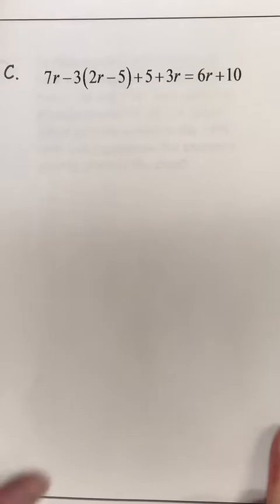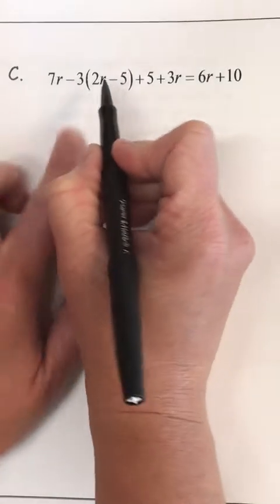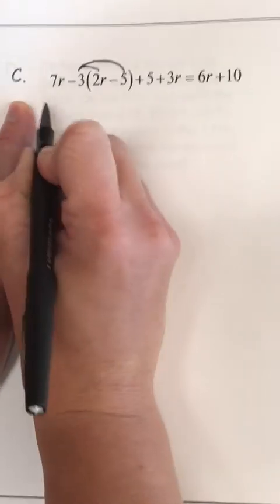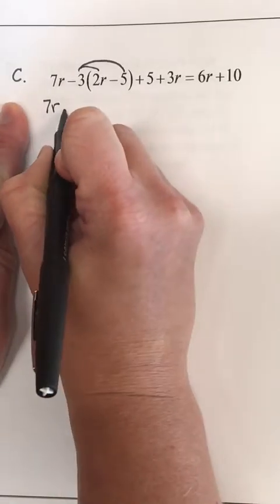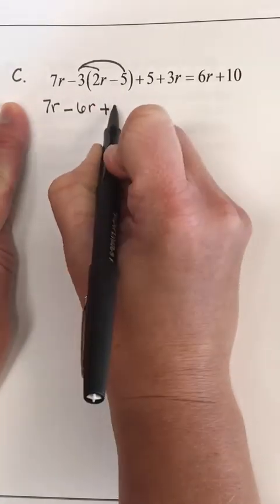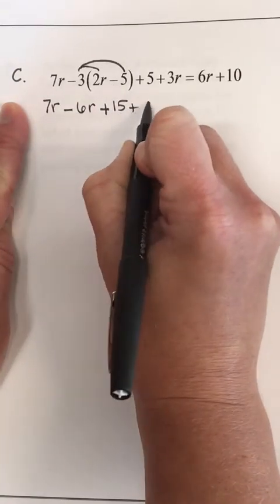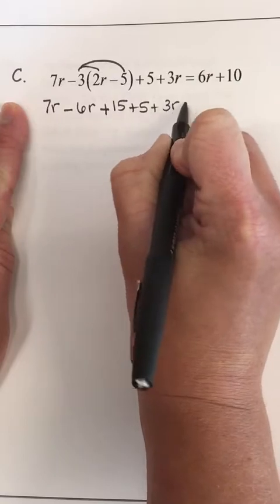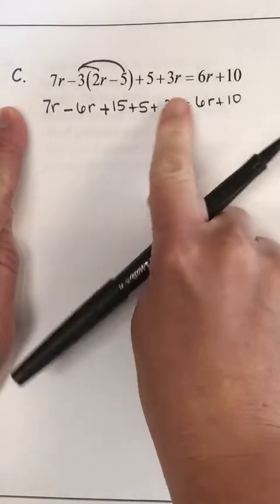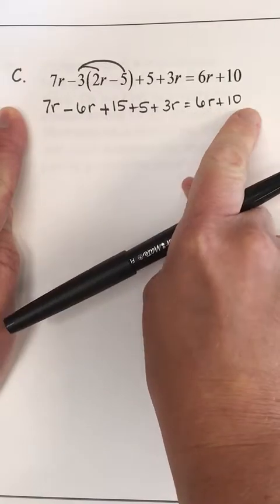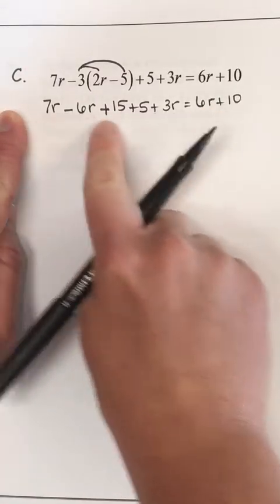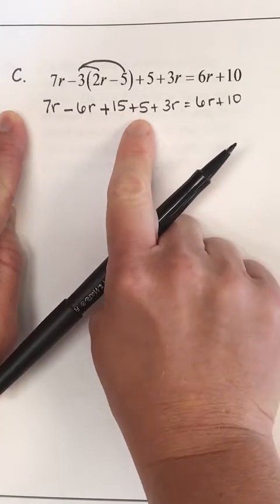So the very first thing that I would do is distribute this negative 3 to both the 2r and the negative 5. So I'd have 7r minus 6r plus, because a negative times a negative, 15 plus 5 plus 3r equals 6r plus 10. And now on the right side I have an r and a number, but on the left side I have multiple r's and numbers that I should combine.